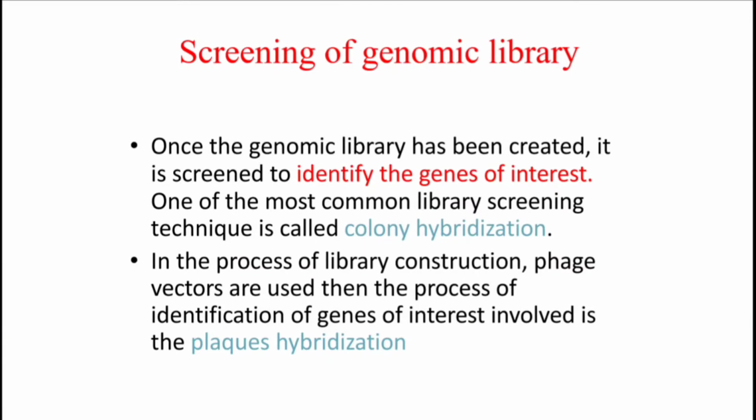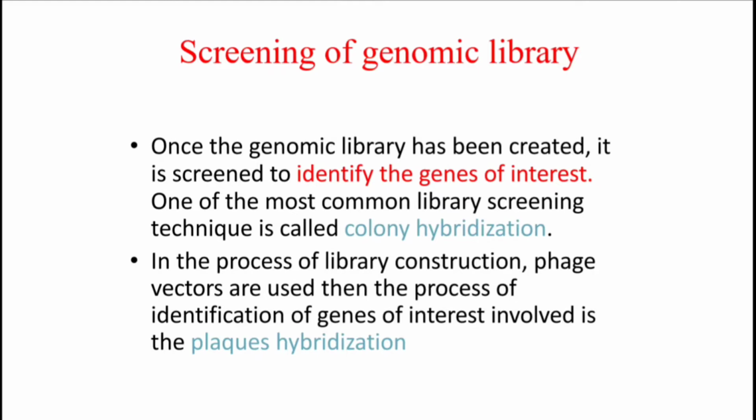Once the genomic library has been created, it is screened to identify the genes of interest. Means the genes of our interest, for example, the genes which are responsible for insulin production, that may be the gene of interest of our experiment. So one of the most common library screening techniques is called colony hybridization.